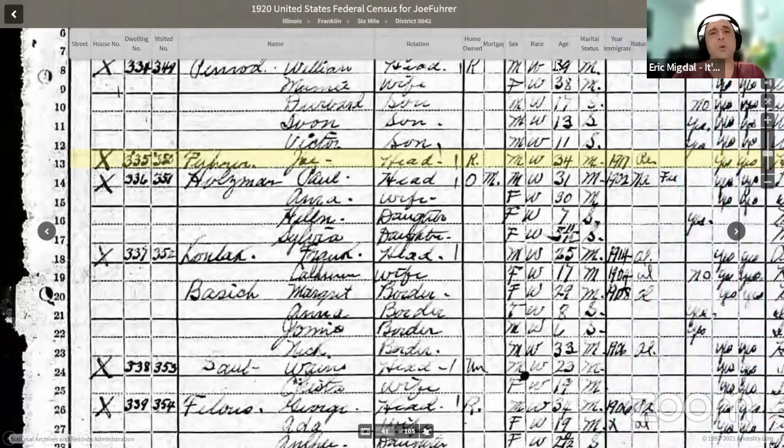So in this 1920 U.S. federal census for my grandfather, my maternal grandfather again, Joseph Fura, it shows that he is the head of household, that he is male, white, age 34, and listed as married. But he's the only one on this page. Where's his wife? Where's his children, if he had any? Why is he all by himself in Illinois, Franklin, 6 Mile District of Chicago?